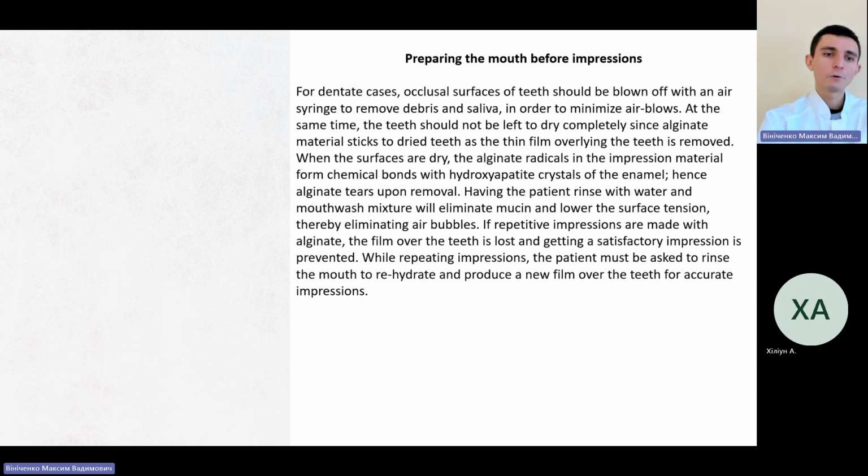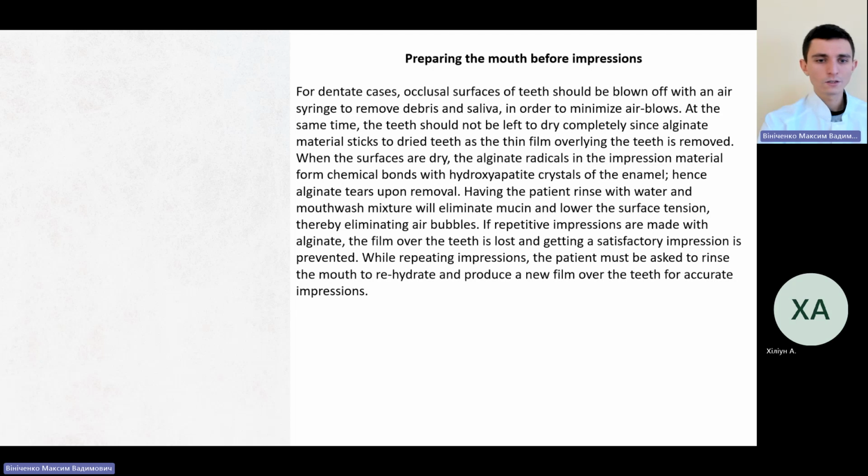Prepare the mouth before impression. For dentate cases, the occlusal surfaces of teeth should be blown off with an air syringe to remove debris and saliva. In order to minimize air blows, at the same time the teeth should not be left to dry completely, since alginate material sticks to dried teeth as the thin film overlying the teeth is removed. When the surfaces are dry, the alginate radicals in the impression material form chemical bonds with the hydroxyapatite crystals of the enamel. Hence, alginate tears upon removal.